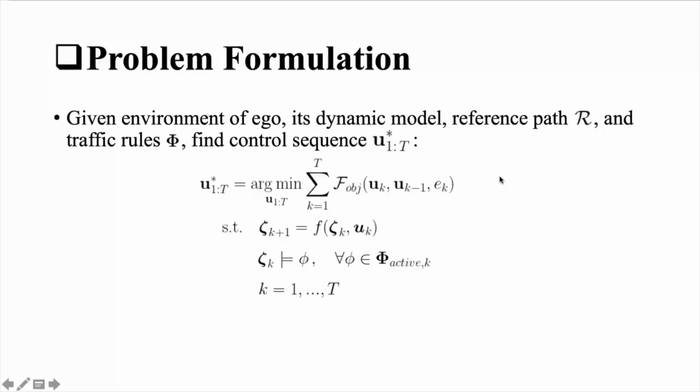Now, if we denote the total finite time steps of ego's operation by big T, which is unknown, we can formulate the problem as below. Given the environment of ego, its dynamic model, the given reference path, and the set of traffic rules, we desire to find the control sequence that obtains the minimum value of the objective function over all the time steps of the ego's operation and satisfies the dynamical and traffic rules constraints.